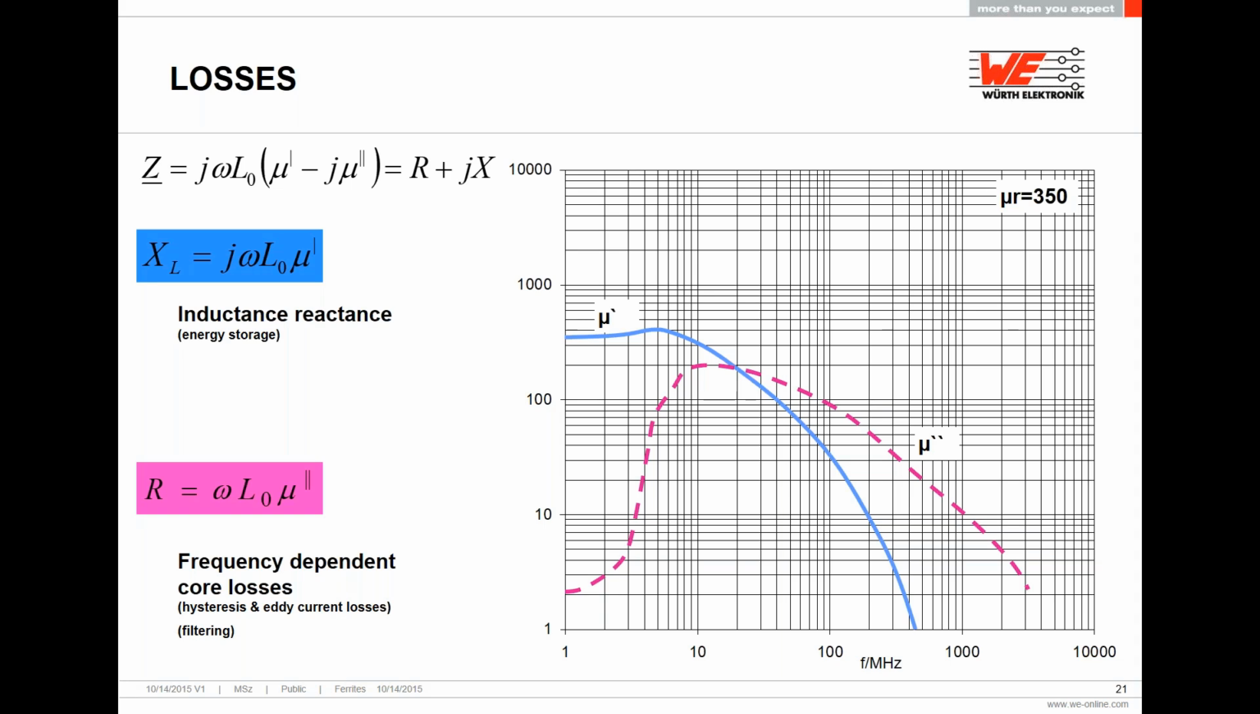Focusing on the graph shown on this slide, this core material could be used well for an inductor if the frequency of operation is between 1 and 3 megahertz tops. After 3 megahertz, the mu double prime is very high and the material will have high losses, meaning that it can convert electromagnetic energy into heat. If we identify noise with a frequency higher than 3 megahertz, we could use this material to attenuate it.